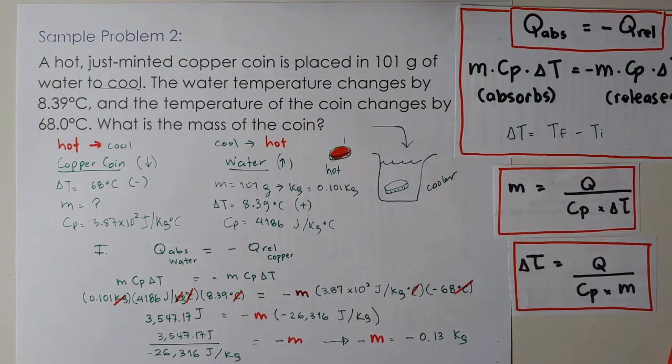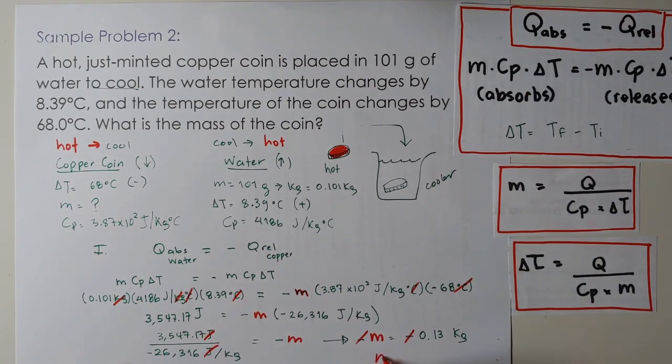Now take a look here. My joules and joules are going to cancel, and here negative and negative are going to cancel, and you can say that the mass is 0.13 kilogram, and this is your final answer. This is my coin's mass.